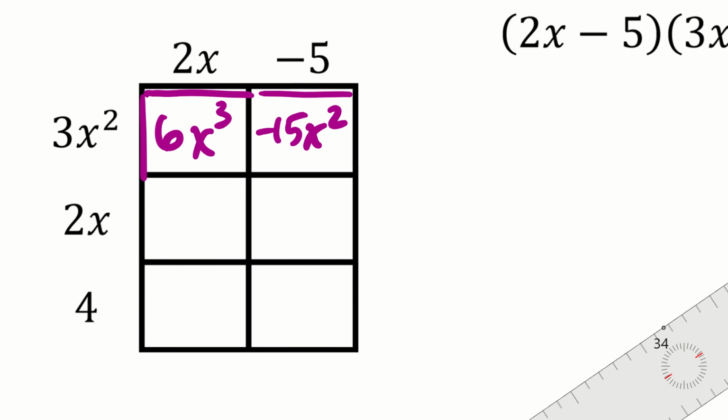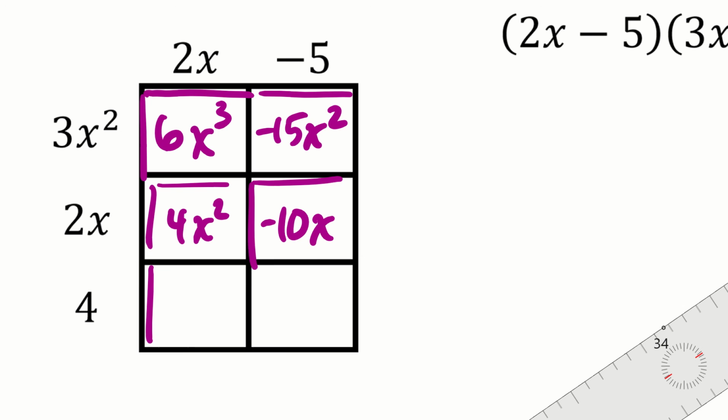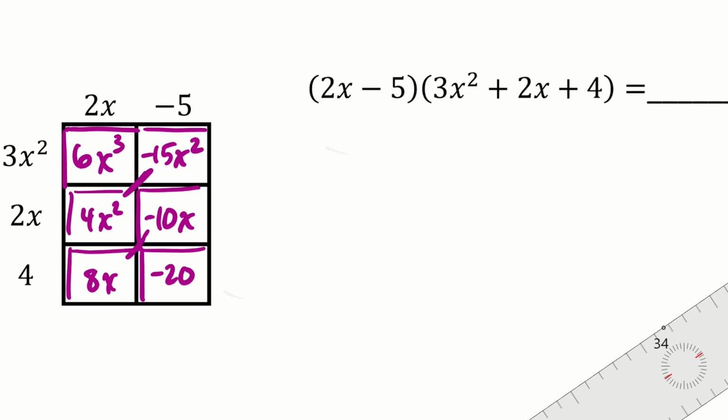Over here I've got 2x and 2x, which is 4x squared. This is a -5 times a 2x, which is a -10x. This is a 4 times a 2x, which is an 8x. This is a 4 times a negative 5, which is negative 20. So I can see all the parts. These are like terms, so I'm going to definitely combine the like terms.